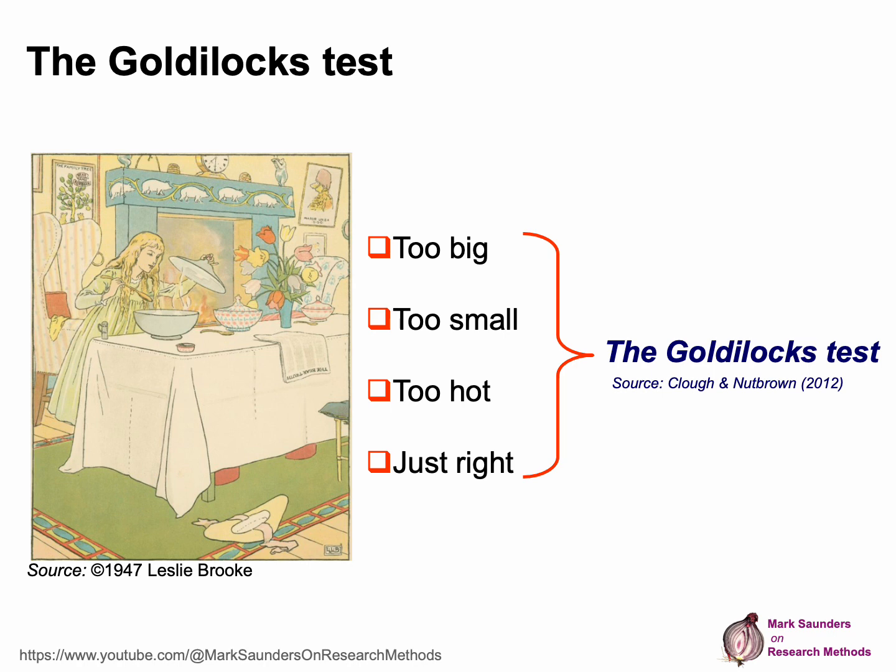We can evaluate our questions using the Goldilocks test. The Goldilocks test is named after a little child who went for a walk in a wood and discovered a house where 3 bears lived. And she tried the porridge in the house, and she tried 3 different bowls. One was too hot, one was too cold, and one was just right. She then tried the beds to have a nap. One was too big, one was too small, and one was just right.